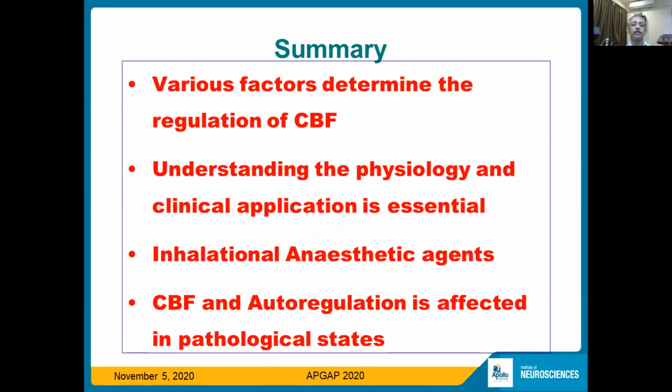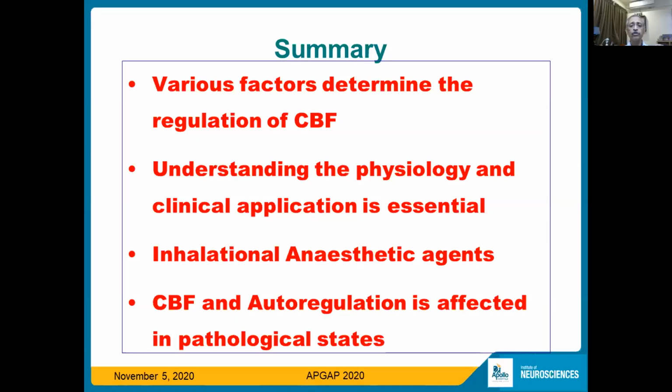To summarize, I hope I have touched upon everything and tried to give some clinical inputs. Various factors determine the regulation of cerebral blood flow. What is important is understanding autoregulation in these patients. Neurosurgical or neurological patients can have cerebral blood flow affected because autoregulation can be impaired. It is not necessarily only neurosurgical patients with tumors who have impaired autoregulation. Even patients with stroke, meningitis or meningeal infections, and seizures can have impaired autoregulation, and the mechanisms can fail.